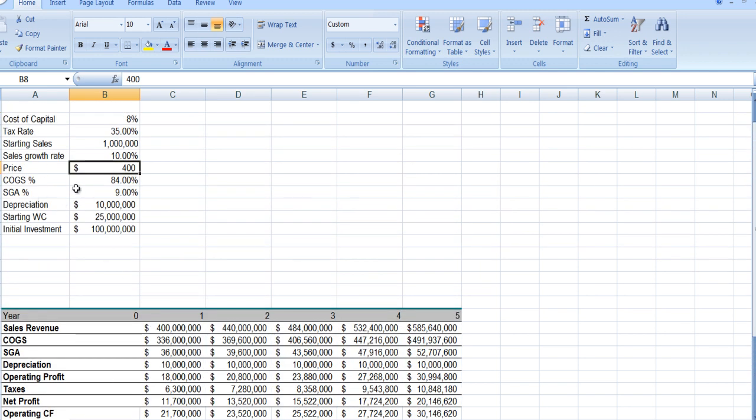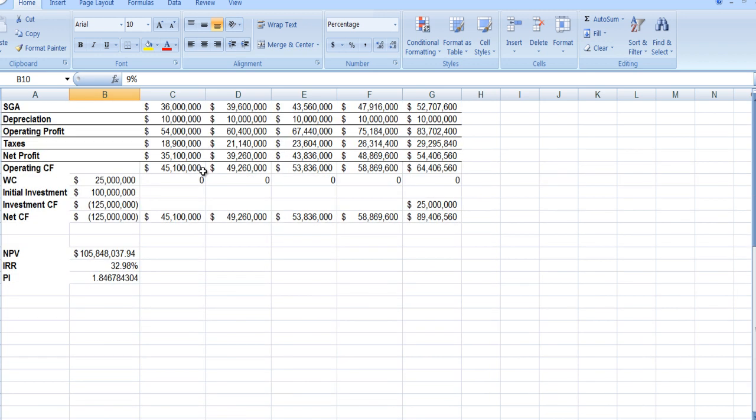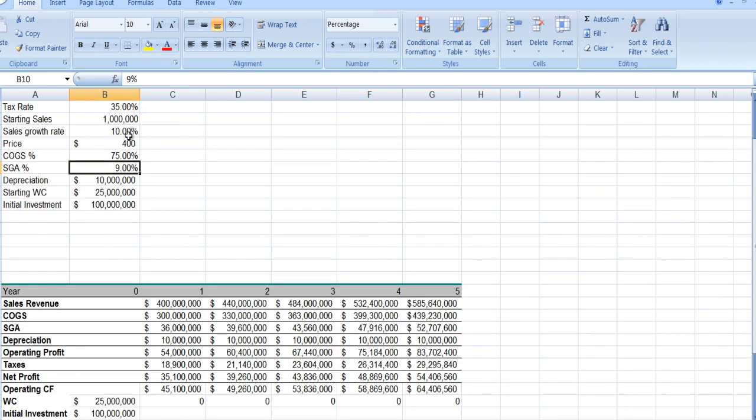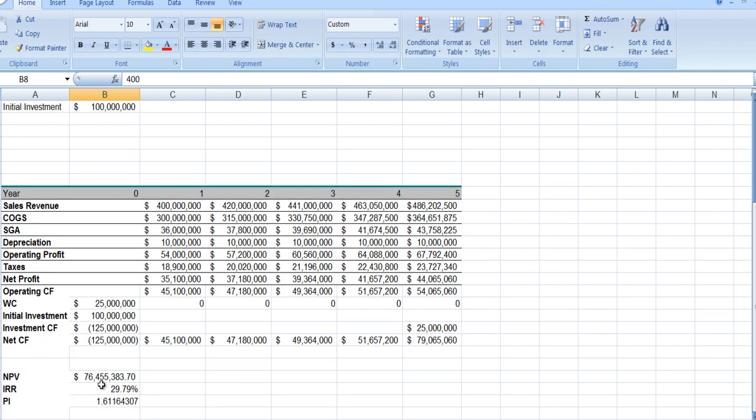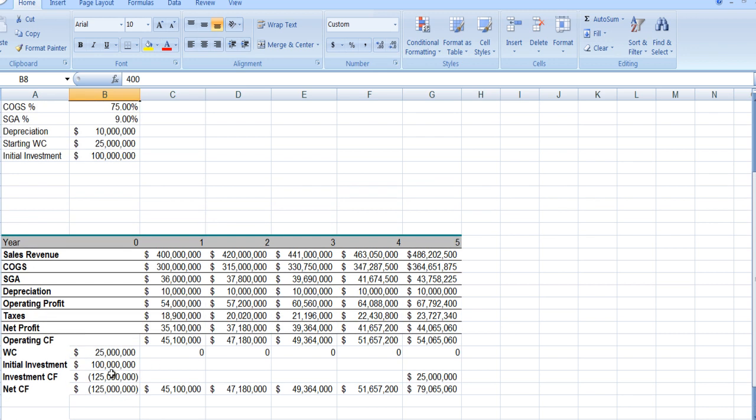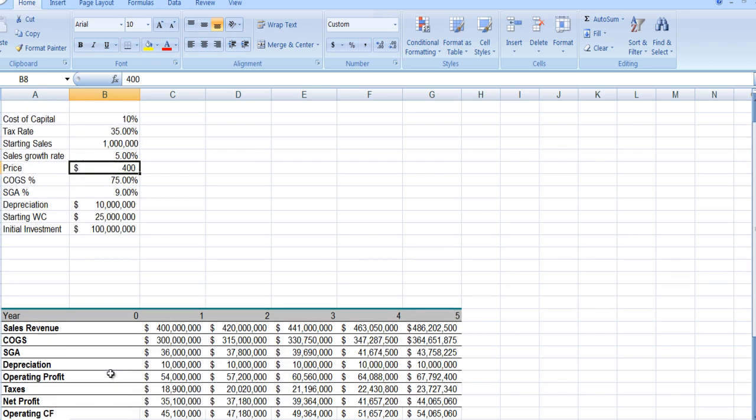All right, what if we could reduce our cost of goods sold to 75%? Ooh, now it becomes positive. So let's go back to our original cost of capital of 10%. And we'll go back to our sales growth rate of 5%. But we've reduced our cost of goods sold. Now it's a good project. Okay, so you can see you can tweak different numbers to see when it will work and when it won't.